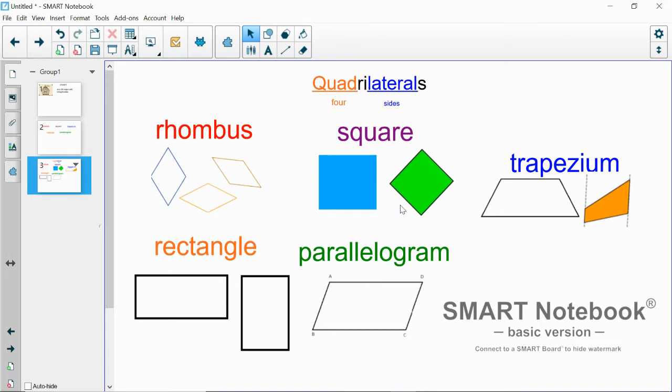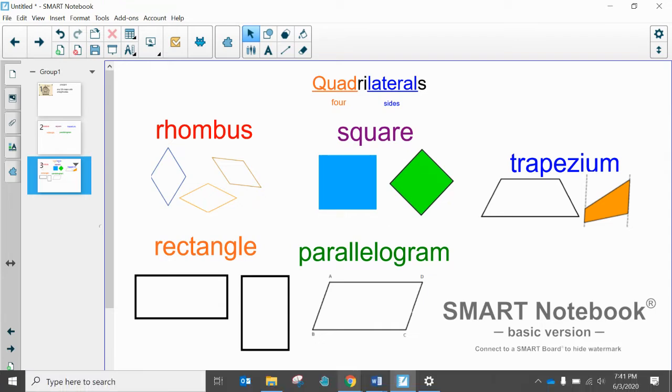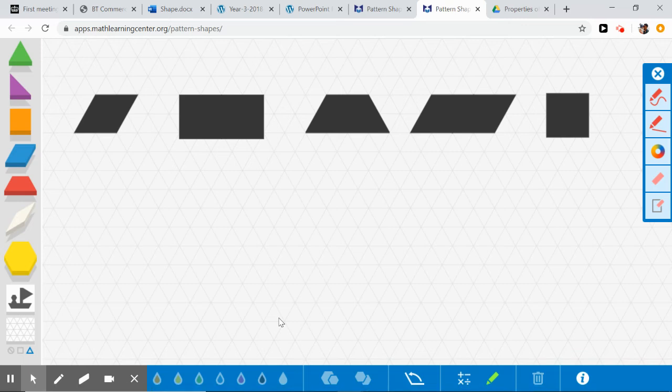So we're going to look at each shape in a bit more detail now, and we're going to be looking at their properties. So all my shapes are here. The rhombus, rectangle, trapezium, parallelogram, and a square. So if we look first of all at, let's look at the square, the one that we recognize the most. Well, a square has 4 equal sides. All the sides are the same size, and it has 4 right angles.